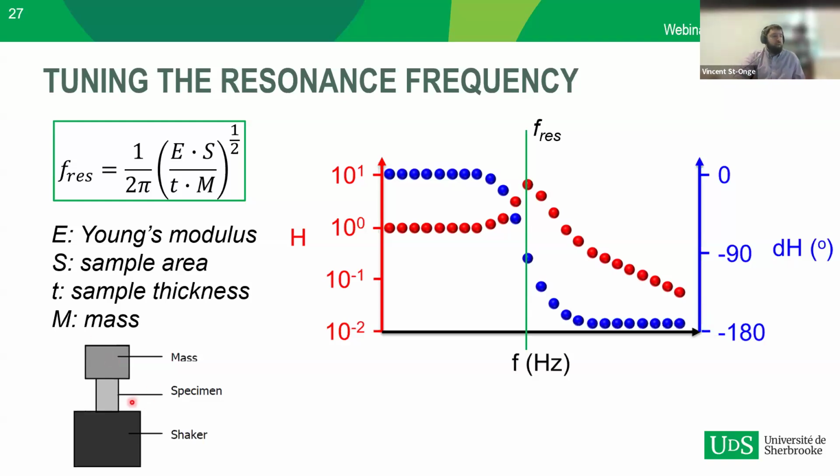Sample area, you can define it by changing it, for example, if you have a rubber, you can cut it to different sizes. The thickness, same thing. The Young's modulus, if you don't know it, you can probably guess an approximate value to help you predict which mass to take, because there's a series of different masses that you can put on top of your sample to shift or tune the frequency to the resonance frequency that you need. So when you have this, you can predict where it's going to happen.